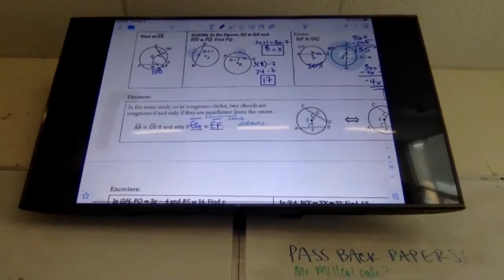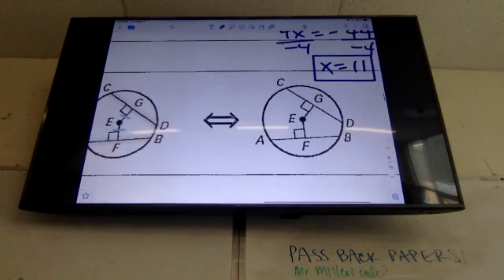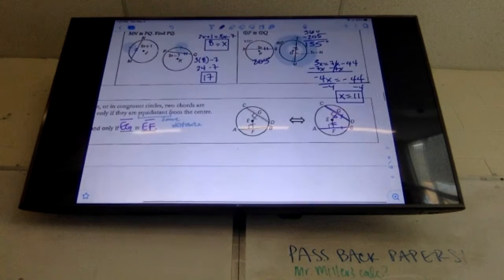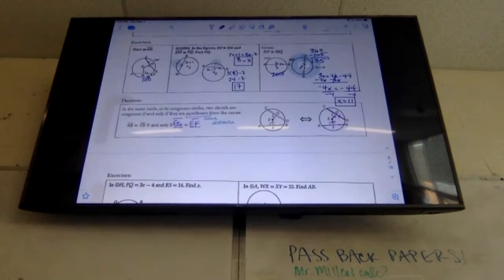All right, same thing the other way around. If I know that CD and AB are congruent, then I'm going to assume that I know that EG and EF are congruent. So you can go both ways. A lot of things we're doing right now are all converses. It works one way, it works the other way. All right, so let's take that knowledge and go do some examples.